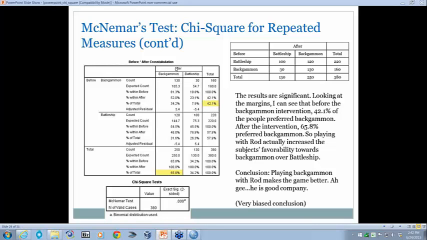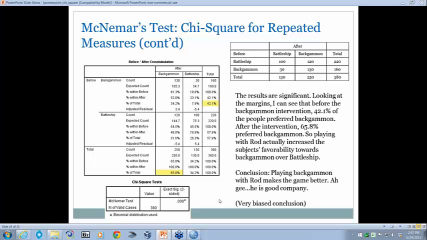After the intervention, I go down here, down the column, 65.8% preferred backgammon. So playing with Rod actually increased the players' favorability towards backgammon over battleship. Okay, so my conclusion would be that playing backgammon with Rod makes the game better. And he is good company, and it is a very biased conclusion. And it's all made up. However, for demonstration purposes, it's good.